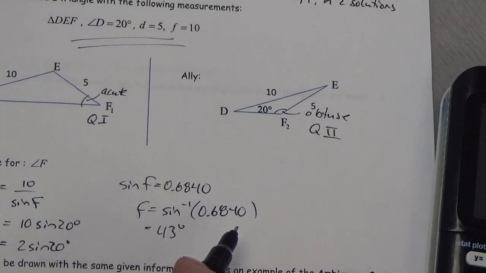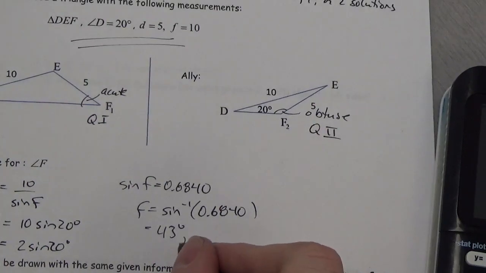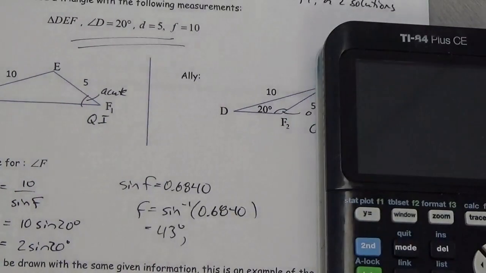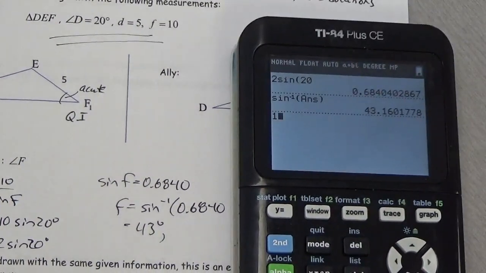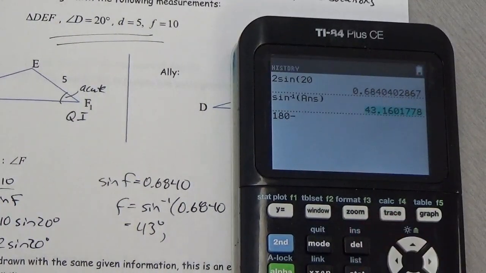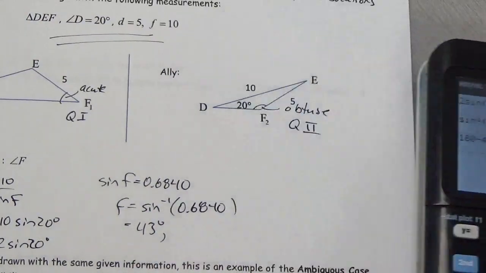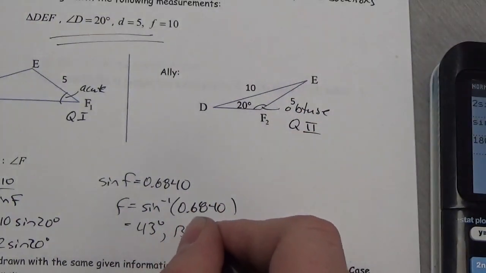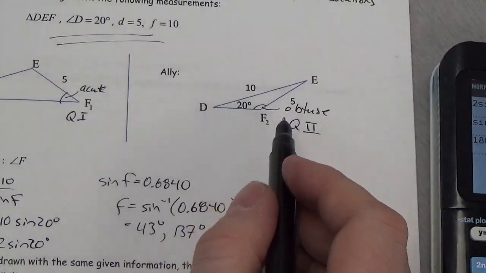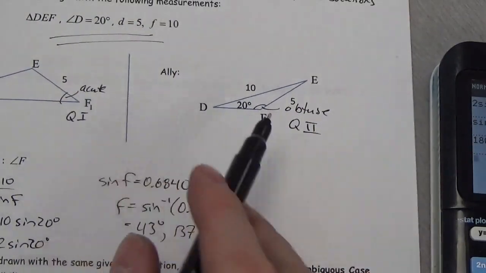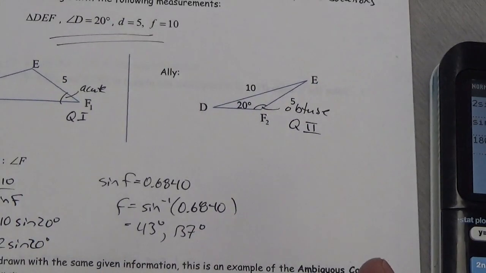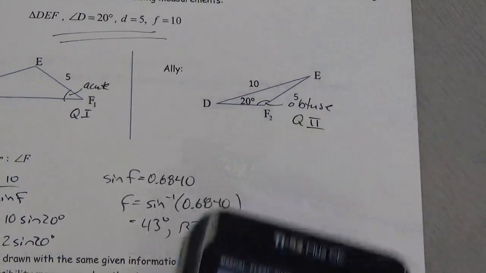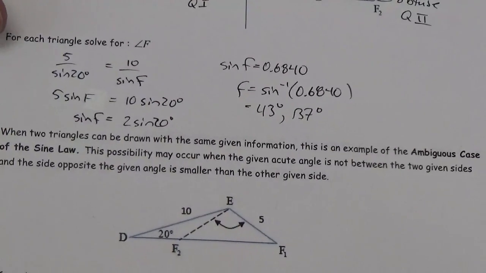And now I want to consider the other option, which is going to be the obtuse angle, and I get that by simply going 180 minus that reference angle, that first one that we found, and we get 137. We'll round that to the nearest degree, 137. And that's going to correspond to the other triangle right there. So those are my 2 possibilities. Now again, which one is it? I don't know. It's ambiguous. It's not clear which one it should be.